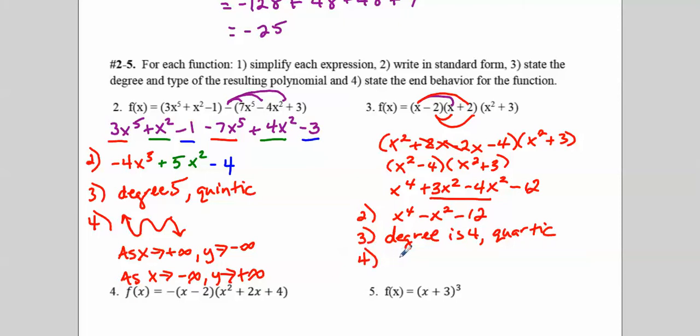Okay, let's look at the end behavior. The lead coefficient is positive 1, so that means that the right side is going to go up. And then the degree is even, so that means that the left side is going to match the right side. So they both go up. This is going to be one of the graphs that looks like a W. And your end behavior will be as x goes to positive infinity, y goes to positive infinity, and as x goes to negative infinity, that's on the left side, the y is also going up, so the y is also going to positive infinity.